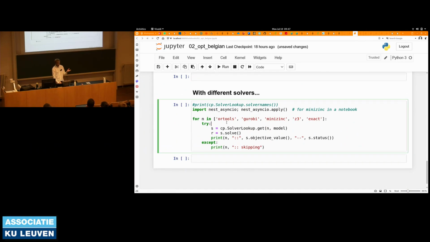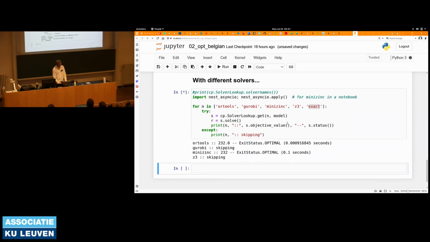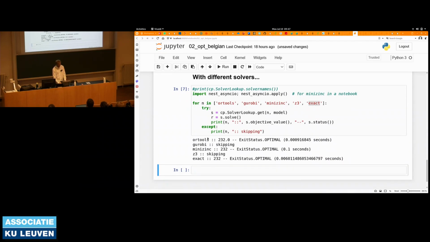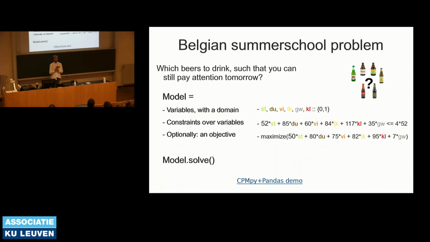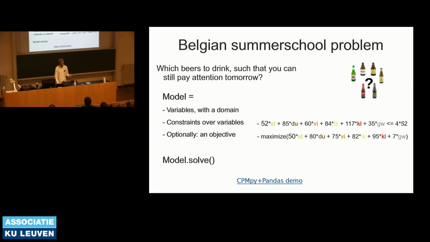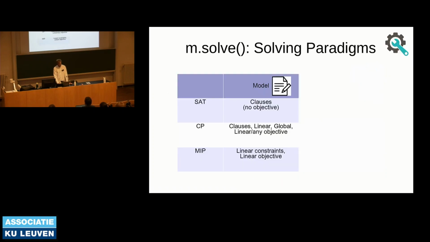So what if you have different solvers? As I said, we have a CP SAT solver, an integer linear programming solver, the MiniZinc language, an SMT solver, and an exact pseudo-Boolean solver. I don't think I have all of them installed. No, Gurobi and Z3 I don't have installed. But the other ones find exactly the same kind of solution, again pretty fast, obviously. So that was the Belgian summer school problem. This is, of course, a knapsack problem, but it sounds nicer this way.